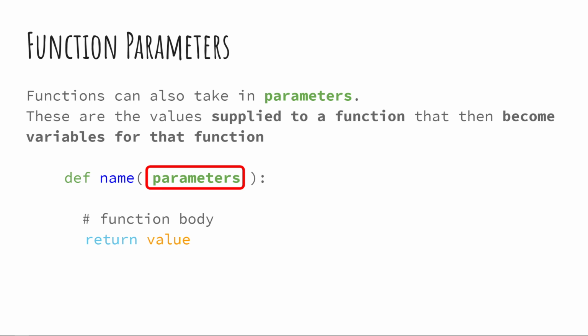So the next thing we want to talk about is function parameters. These are the values that are supplied to a function, and they kind of become variables for that function. So here we have the parameter parameters, which is not particularly useful. We can have more than one parameter, and we'll explain all of that in just a second. But the important thing to note is that these act mostly like variables for that function.